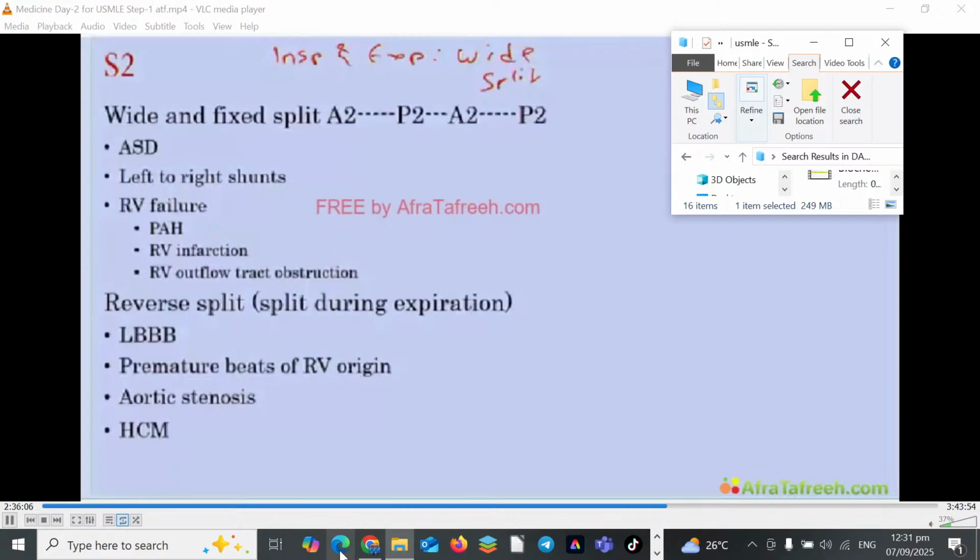So when it cannot take in the excess of blood, this splitting, this lub dadap, lub dadap, stays the same. Whatever you do, it is wide and fixed. Wide and fixed. The classic example of a wide and fixed A2P2 is ASD.